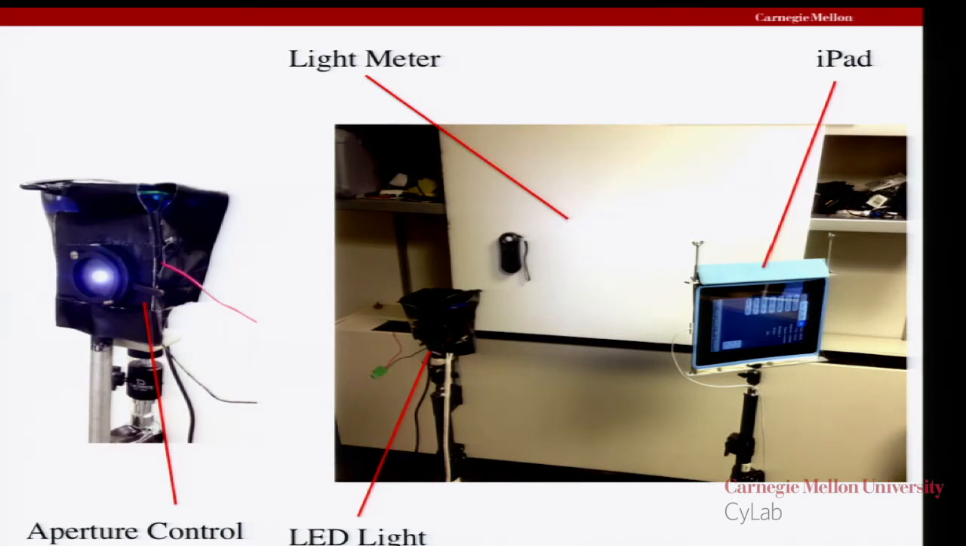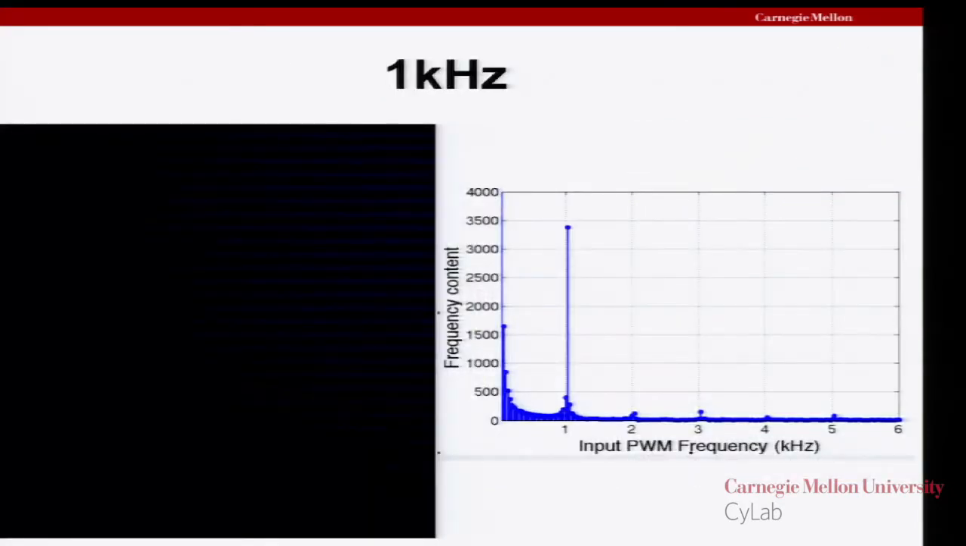We had an iPad, this is our mobile device set up there. We had a light sensor, and to control the intensity of the light, we actually use an aperture, since we don't want to use PWMing to control the lighting intensity. And so what we saw was, okay, if you take a 1 kilohertz LED, and again, I apologize that you can't really see the depth in the image, but this basically has striped bars on it.